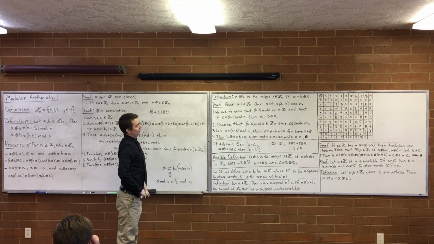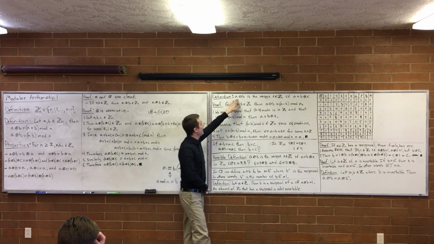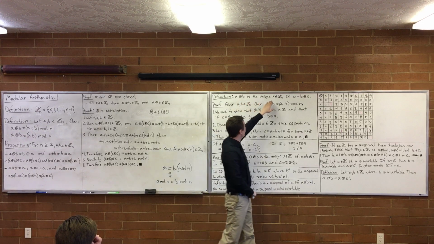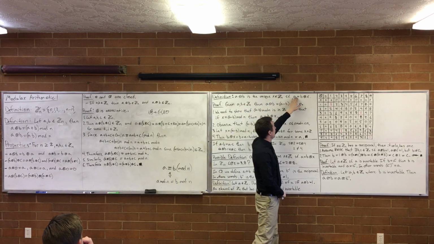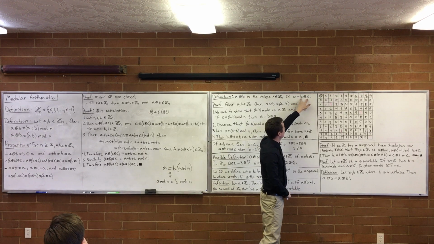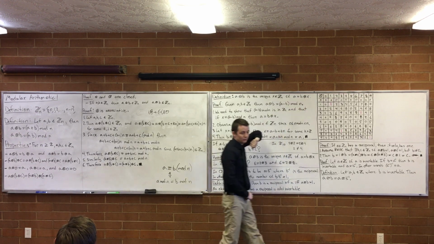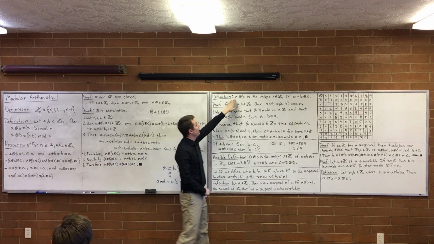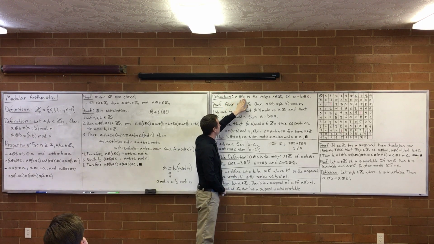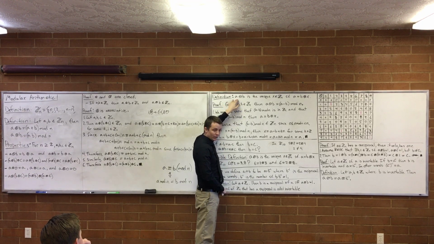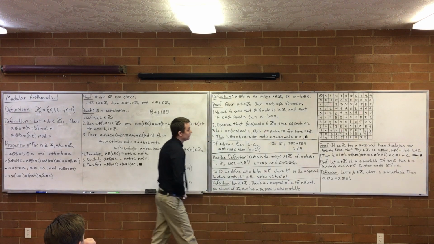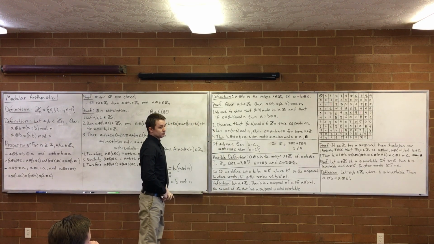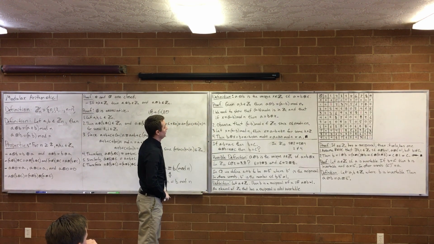Same work either way. So we're going to say that a minus b is the unique number in Zn, call it x, such that when you add x to b, you get a. What's a minus b? It's the number you have to add to b to get a. That's what a minus b is. Make sense? Yeah.